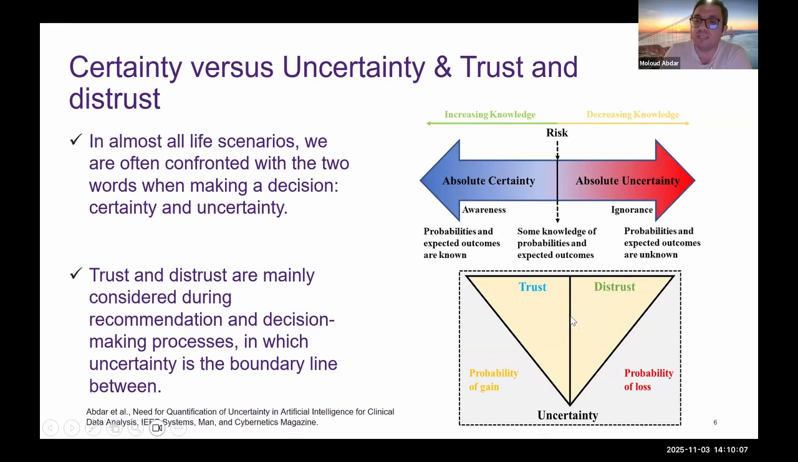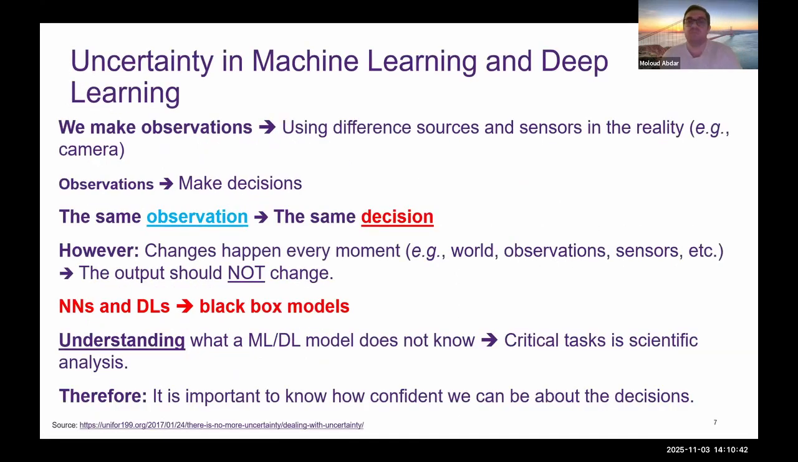So uncertainty is the line between trust and distrust, determining whether a result by AI can be trusted or not. In most cases, people, especially in very critical applications like healthcare, ask how we can trust the predictions made by AI. So this is the question: we need to find how confident the model is regarding the prediction, and this will help to increase trust in the predictions.